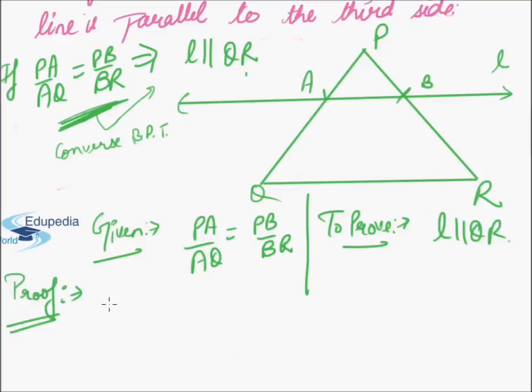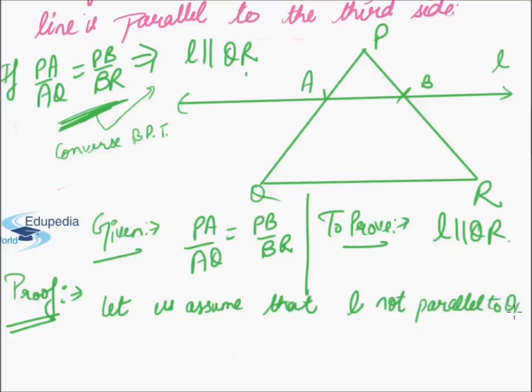let us first assume that L is not parallel to QR. We are using the method of contradiction over here. That is, we are providing a contradictory statement to the to-prove part. Here it was to be proved that L is parallel to QR. We are assuming that L is not parallel to QR. If our assumption is wrong, then we can conclude that L is parallel to QR. So let us move forward.